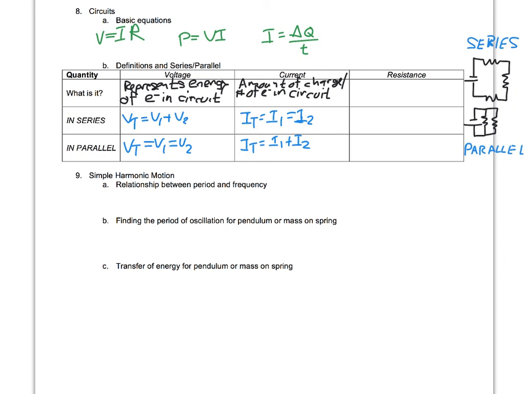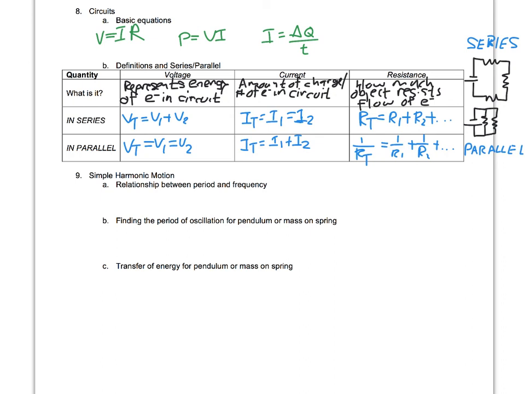Resistance, our last quantity, is how much a particular element in a circuit resists the flow of charge. In series, resistors combine and we add up their resistances to get the total resistance of our circuit. In parallel, we have that weird one-over equation: 1 over the total resistance equals 1 over R1 plus 1 over R2, and so on.